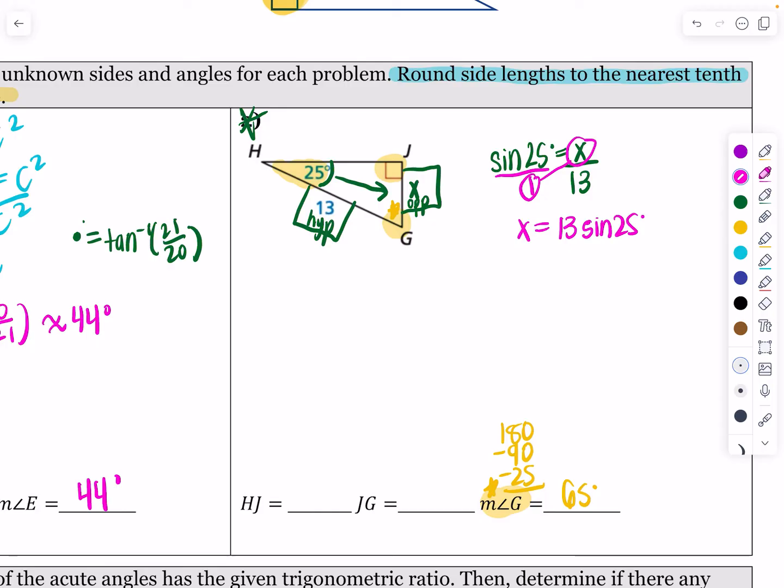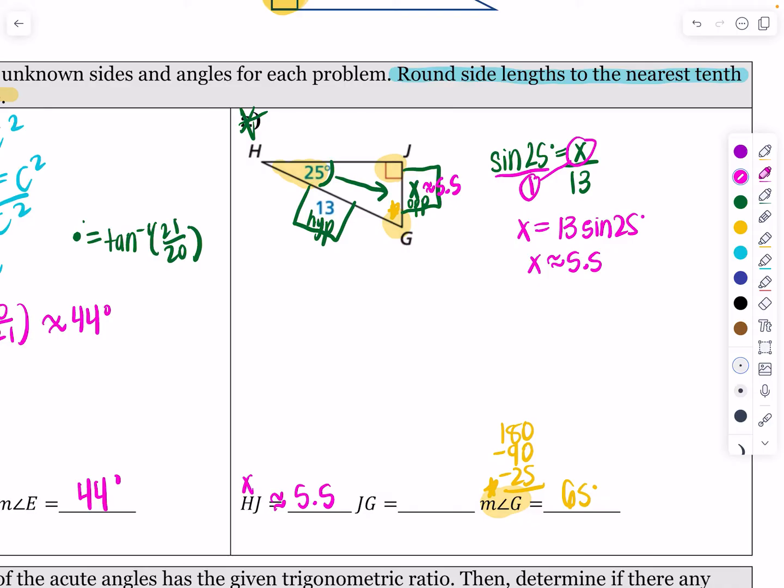So let's see what we get when we type that in. 13 times the sine of 25 should be about 5.5 when we round it. It says to round these to the nearest tenth. So about 5.5. I called that my X. That's about 5.5, and I'm going to show that it's rounded. Okay? All right. So at this point, this does make sense as an answer. Always plug that back in and check it. Check yourself before you wreck yourself. 5.5 is a leg, which is smaller than the hypotenuse of 13, which is good.